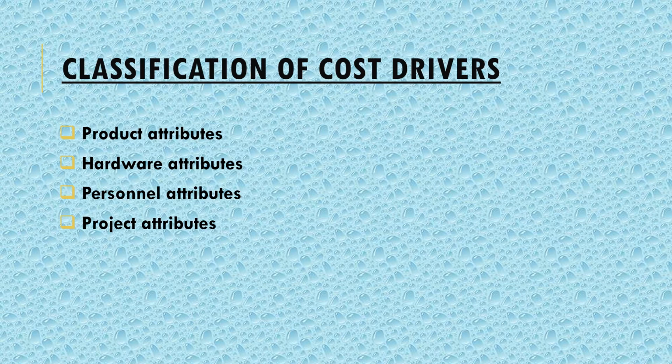Then next we have the personnel attributes. In these personnel attributes, we consider the skills of the people, like what will be the analyst capability, how much experience he has, what will be the software engineer capability, and what programming language experience they have. So all these things related to the employees, or the persons working on that development process, are considered in the personnel attributes.